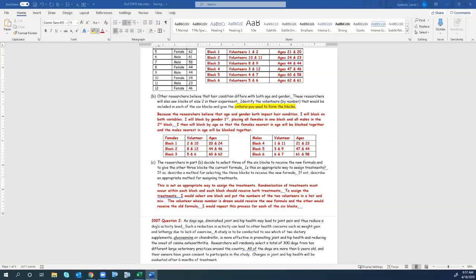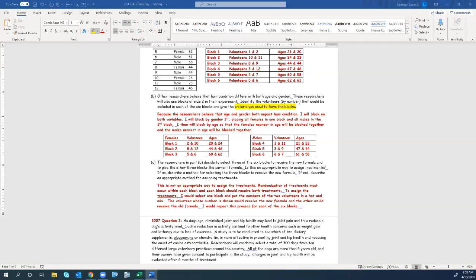Part C. The researchers in Part B decided to select 3 of the 6 blocks to receive the new formula and to give the other 3 blocks the current formula. So basically, they're either going to give one group the current and the other group the new formula. And I want to know, is this an appropriate way to assign treatments? And no, it's not an appropriate way to assign treatments.